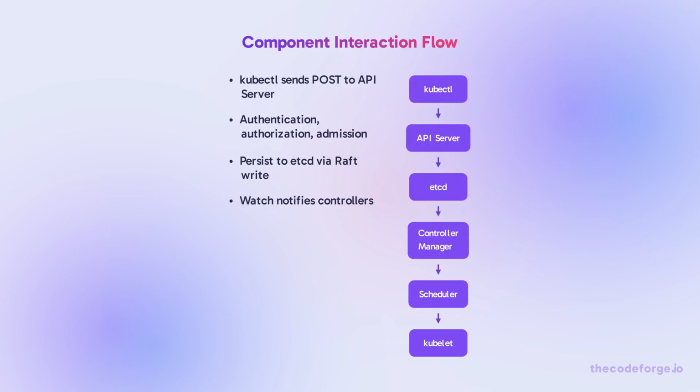When you run kubectl apply, a chain of events propagates through the control plane to the target node. The API server authenticates, authorizes, passes through admission controllers, then persists the object into etcd. The watch mechanism notifies controllers, which create dependent resources, and finally the scheduler assigns the pod to a node.